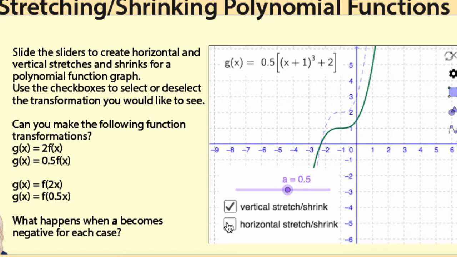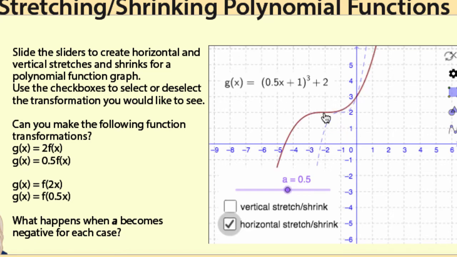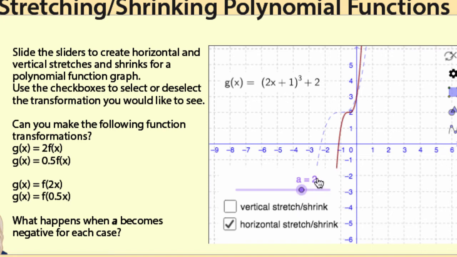What if you want to do horizontal? Okay, now this one is already a transformation. You have a 0.5 in front of the x, so that is a horizontal stretch by 2, and you can see how the function is wider. Horizontal shrink, a value needs to be greater than 1. See right there? There's a shrink by a factor of 1/2, a horizontal shrink.